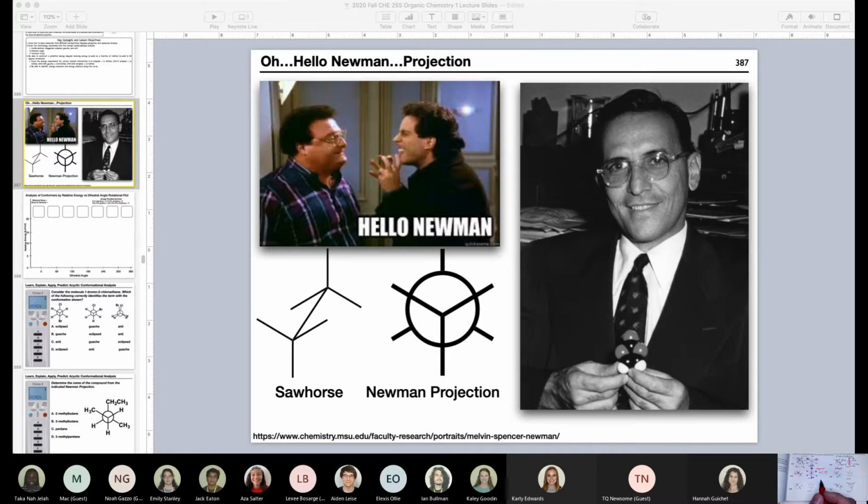So what do I mean by that? So say this angle here between the methyl and H, that's a 60-degree angle. This is 60, that's 60. So overall, 3 times 60 is 180.